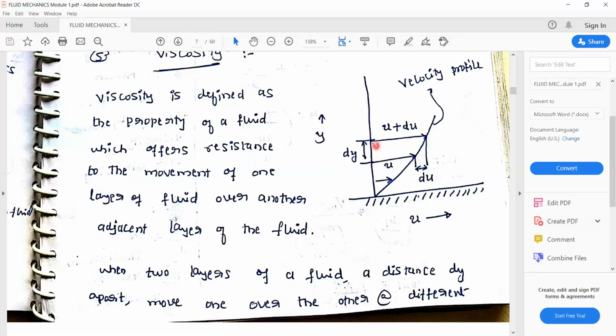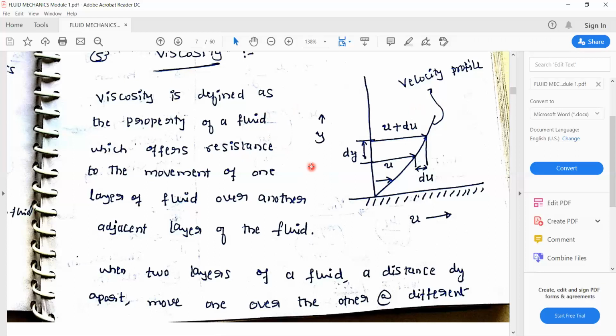Here you can observe the third layer. There the velocity is a little more compared to the previous layer. See here you can observe 0, 2 meter per second, then 4 meter per second, then 6 meter per second. After some extent, the velocity becomes equal to the free stream velocity. What is free stream velocity? Free stream velocity is nothing but the velocity of the air flowing, that means atmospheric air velocity.